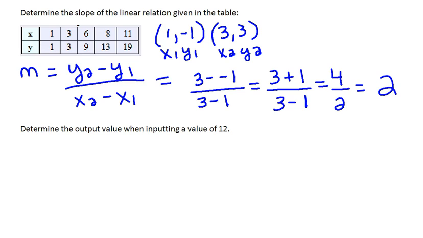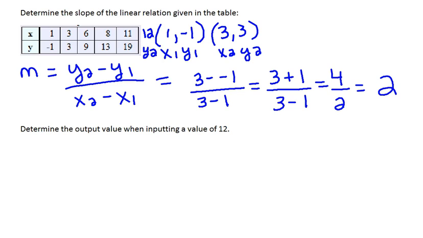The second part of the question says determine the output value when inputting a value of 12. The input is x and the output is y. So what it's asking us here is if we add the 12 onto our table as a value for x, what is our y value going to be here? And I'm going to put in y2 here for my variable.